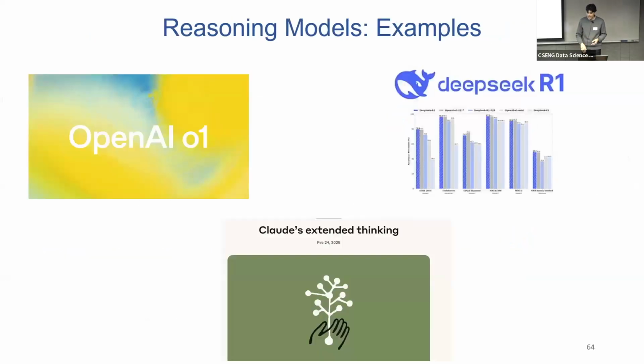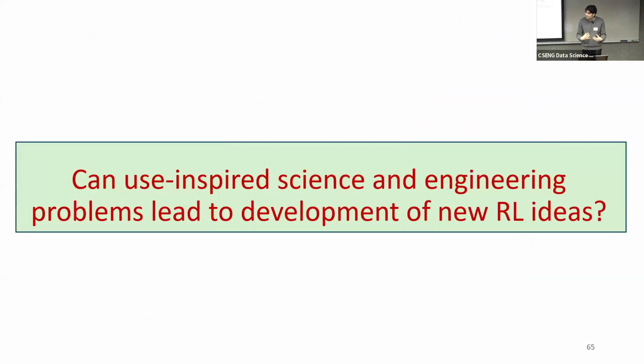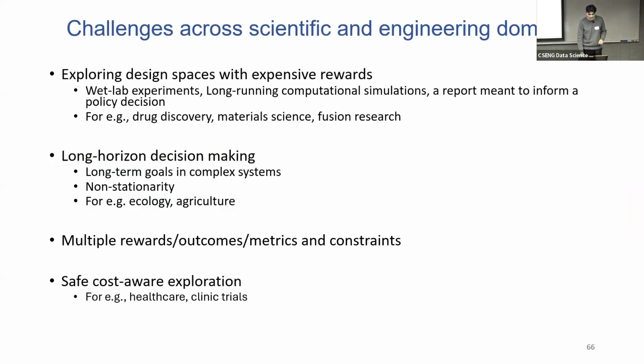This has led to a famous family of models, which I think all of us here know about. But the question for us today, of course, is: can science- and engineering-inspired problems lead to new development of parallel ideas? And I think it can, because of lots of new challenges that arise in scientific domains, which are not there even in, let's say, math and coding. So let me list down some of them here, right?